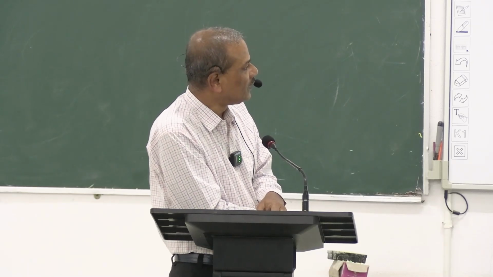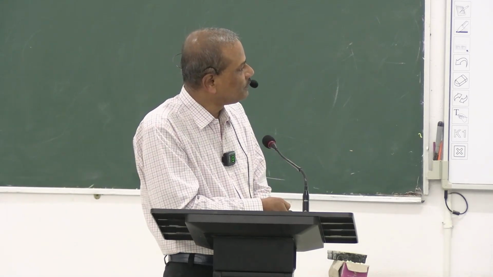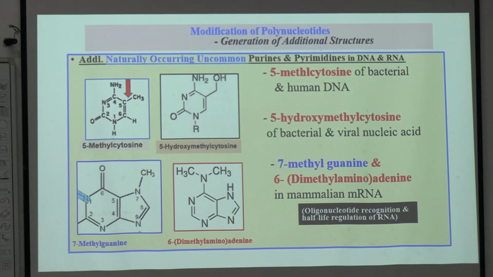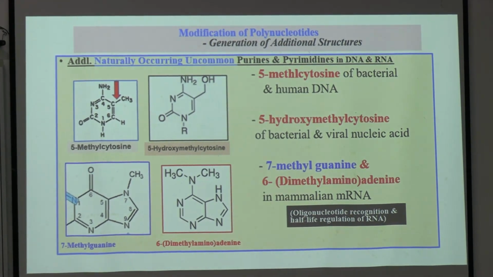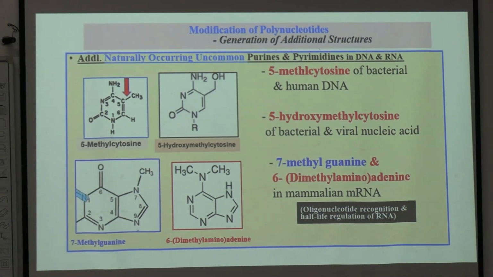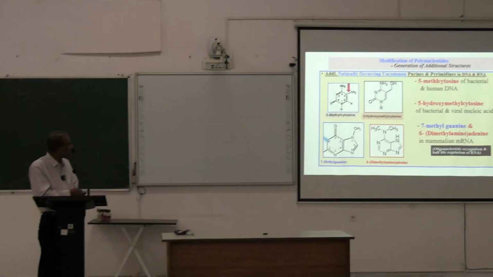So you can see 5-methyl cytosine is present in bacterial and human DNA. In contrast, 5-hydroxymethyl cytosine is present in bacterial and viral nucleic acid. So drug therapy can be targeted against this, because if you synthetically modify it, the proliferation of bacteria and virus will not occur, and the infection will be controlled. 7-methyl guanine and 6-methyl adenine are present in mammalian RNA, and they are required during oligonucleotide chain identification. And again I am telling you, this methylation is important.